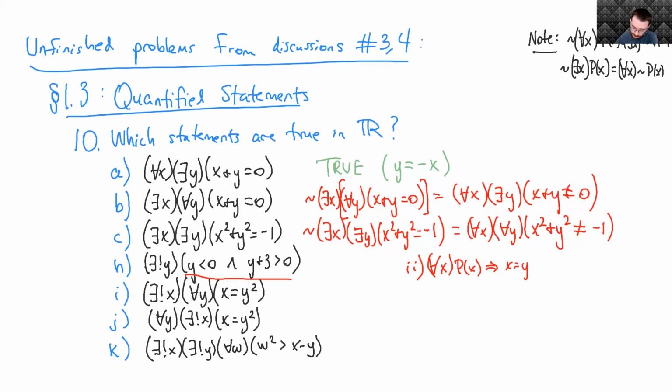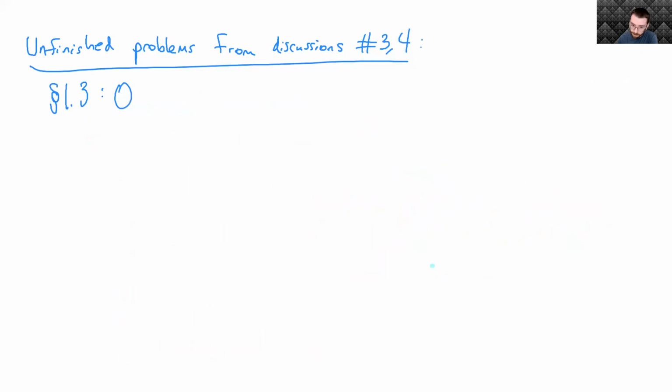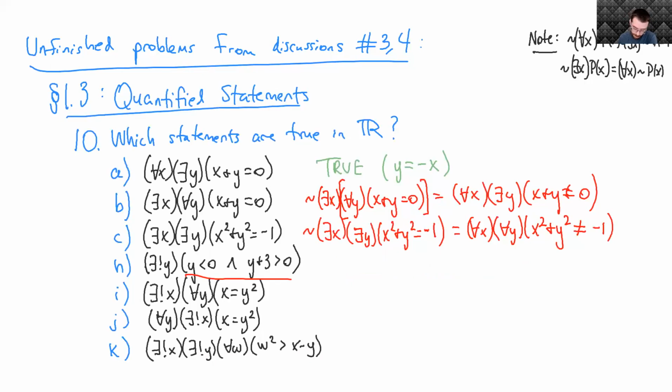Sorry, my screen keeps flickering in and out. Let's go through and try to show those things. Okay, can I find some real number y that satisfies this? Well, the first condition means it has to be negative, so maybe we'll try -1.